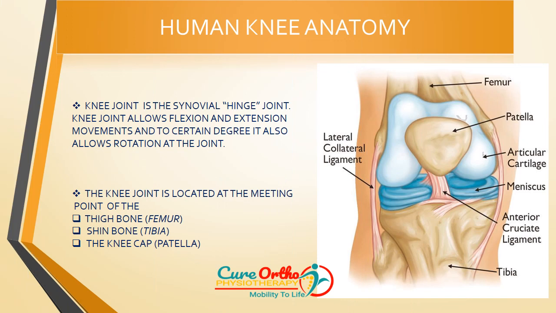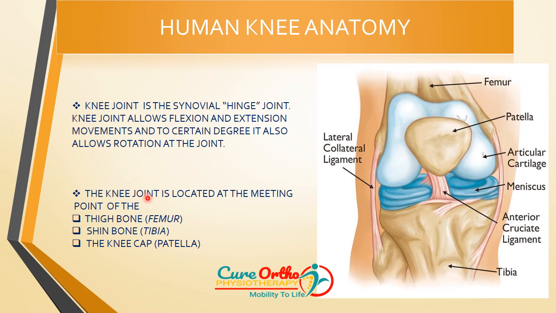Here we are going to discuss briefly the basic human knee anatomy. The knee joint is a synovial hinge variety joint. The knee joint allows flexion and extension movements, and to a certain degree it also allows rotation at the knee joint.